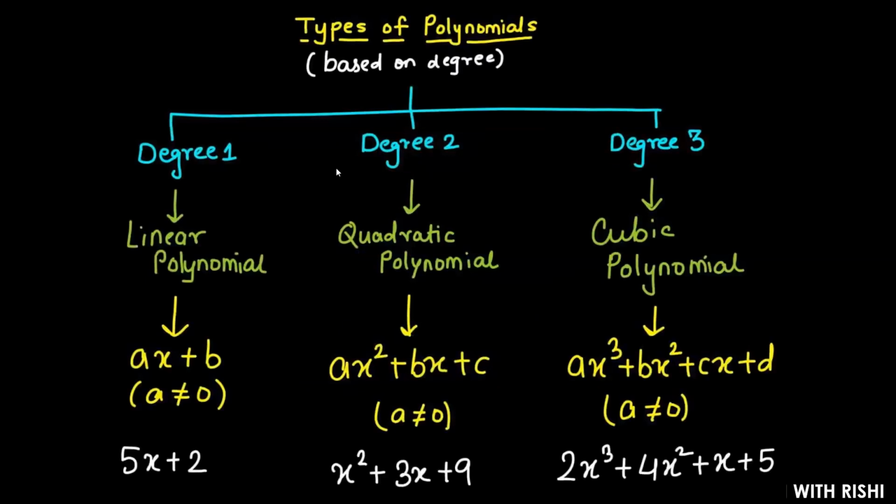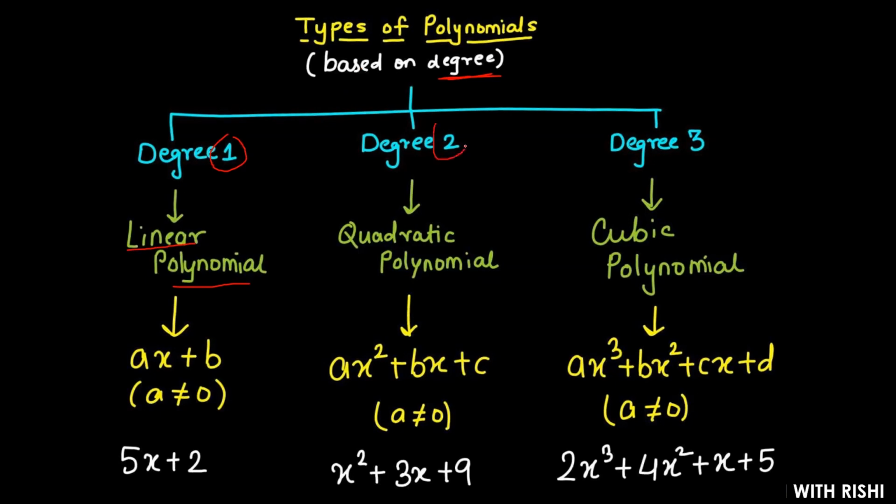Next, types of polynomial based on degree. We have learned about term and degree, so we classify polynomials based on term and degree. First, we classified polynomials on the basis of number of terms. Now we'll classify based on the degree. If it is a degree 1 polynomial, we call it a linear polynomial. Similar to the equation, if the highest power in the equation is 1, we call it a linear equation. Similarly, if the highest power in the expression is 1, we call it a linear polynomial.